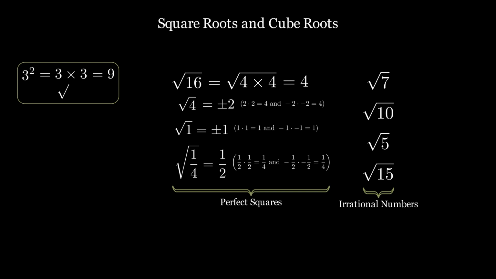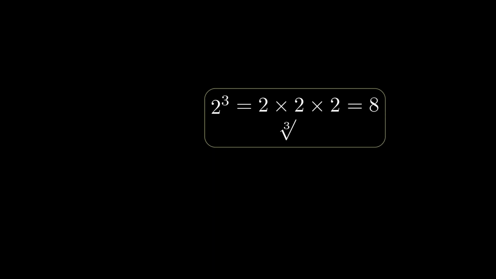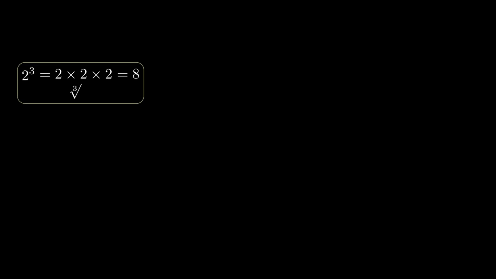Now that we have the overview of square roots, it will be easier for us to understand the cube roots. The cube root of a number is a value that when multiplied by itself twice gives us the original number. For example, the cube root of 8 is 2 because 2 times 2 times 2 equals 8. We represent the cube root of a number with a radical sign like this. Let's take a look at some examples.